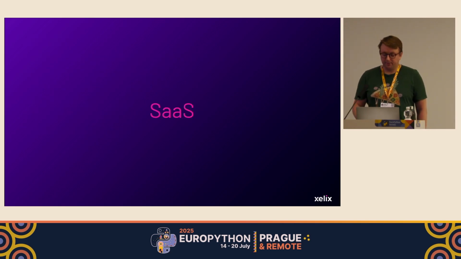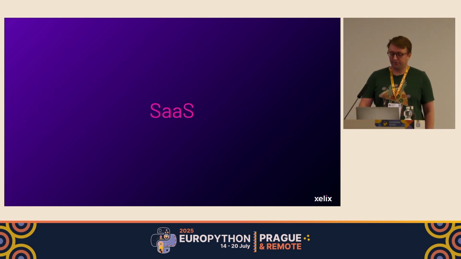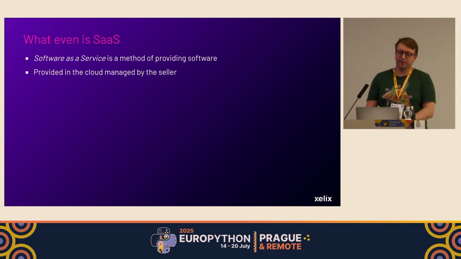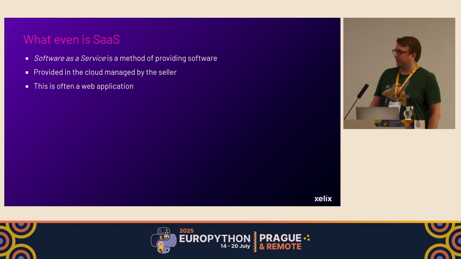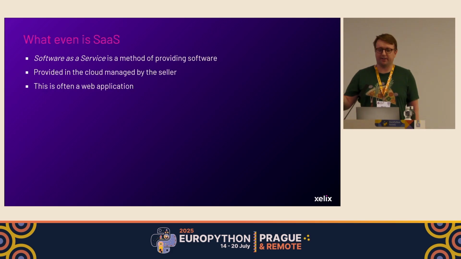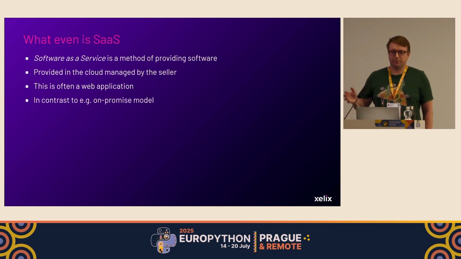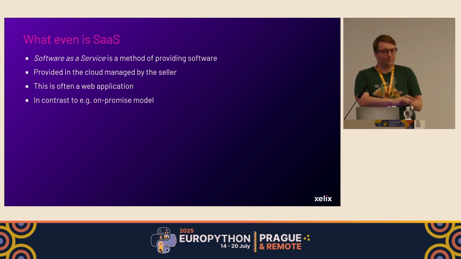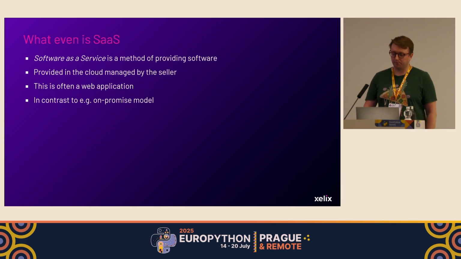So what even is SaaS? Software as a service is a method of providing software, right? And it's provided in the cloud, managed by the seller. This is oftentimes a web application, so the customer accesses this software by just accessing a website. So, Django obviously comes to mind. And this is very much in contrast to an on-premise model where you build an app, you package it somehow, you ship it to somebody else's computer, and they install it and run it from their own computer.